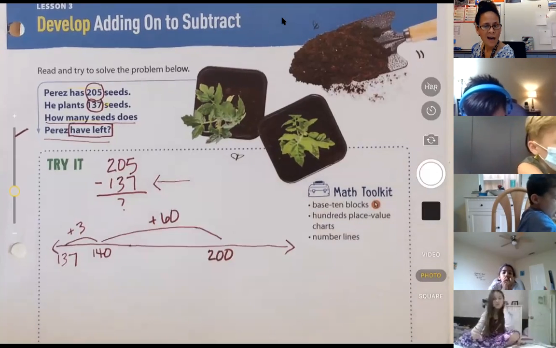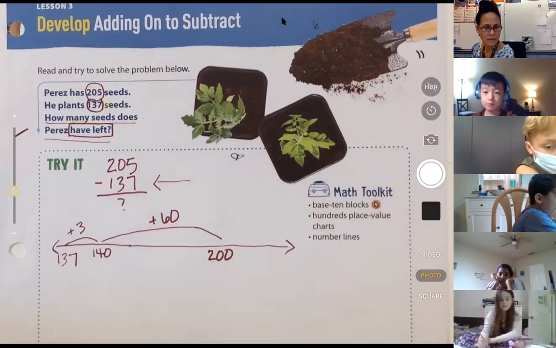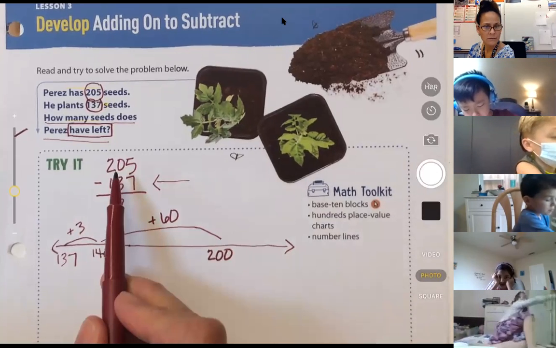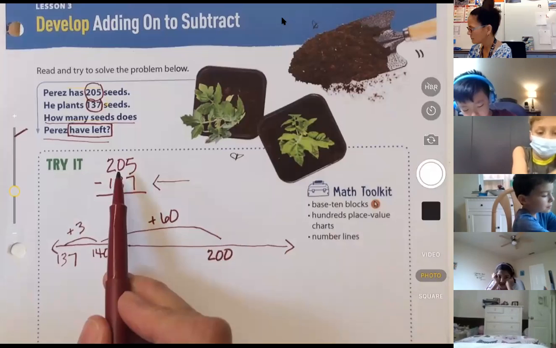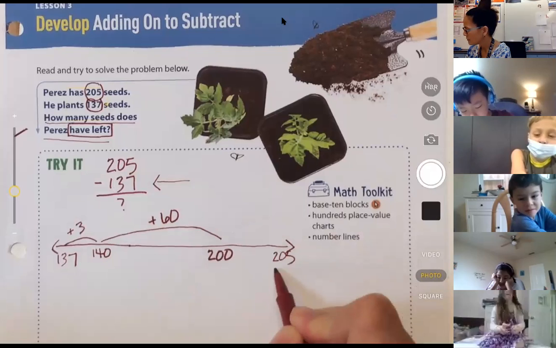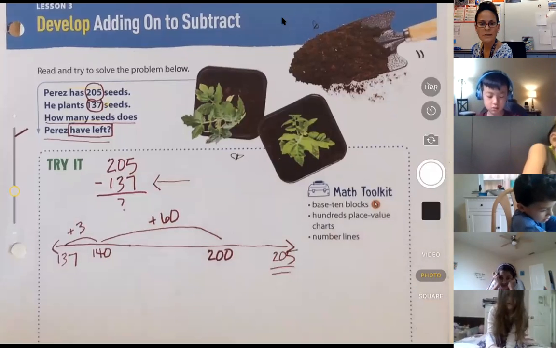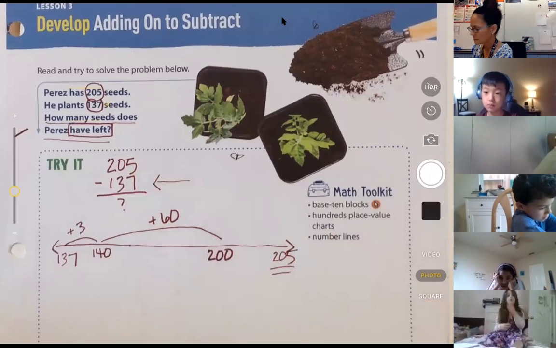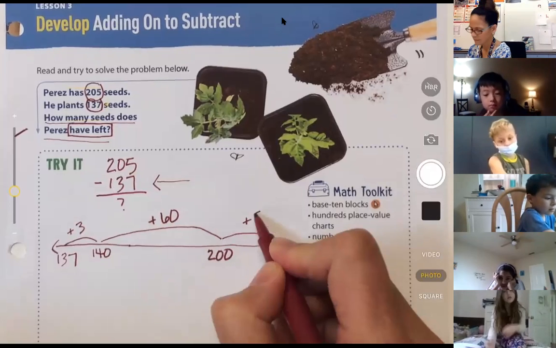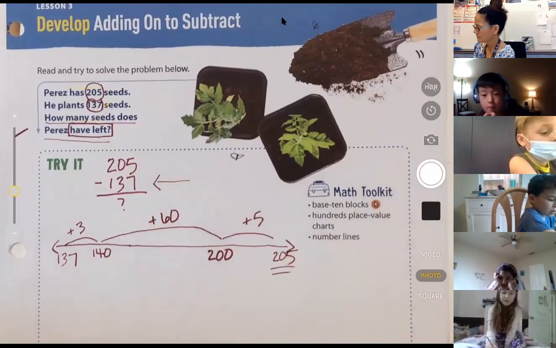I'm not quite there yet. My goal is 205. Almost there. That's my goal. It's 205. I need 5 more.